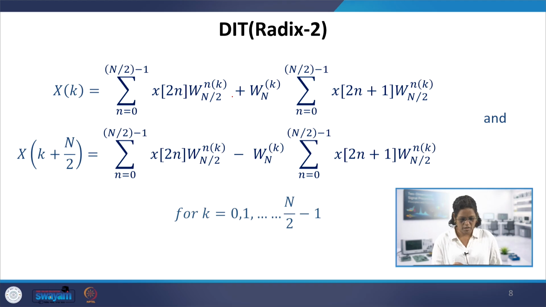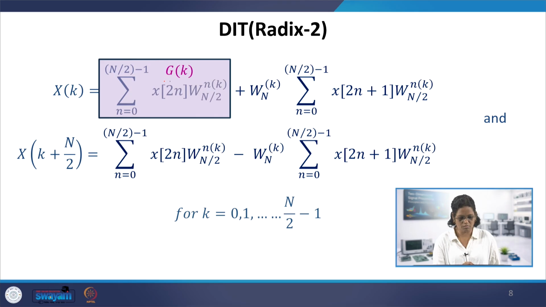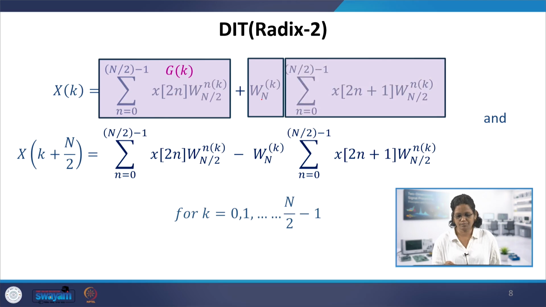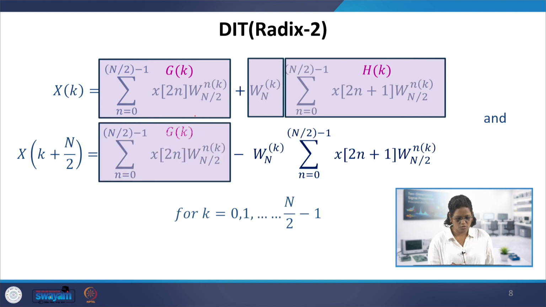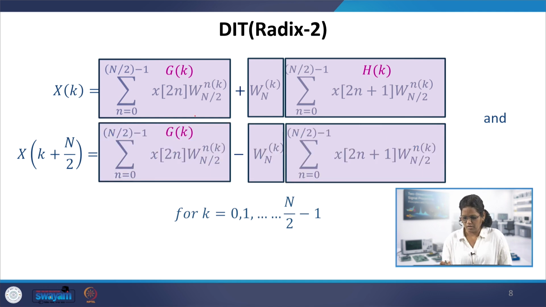So can we further divide the 4-point DFT? Further smaller DFTs can be done on that. So this we call g of k, this whole thing is a DFT, and there is a total factor, and then we call this DFT, the 2n plus 1 DFT, h of k, and this is also g of k, and this is again h of k.